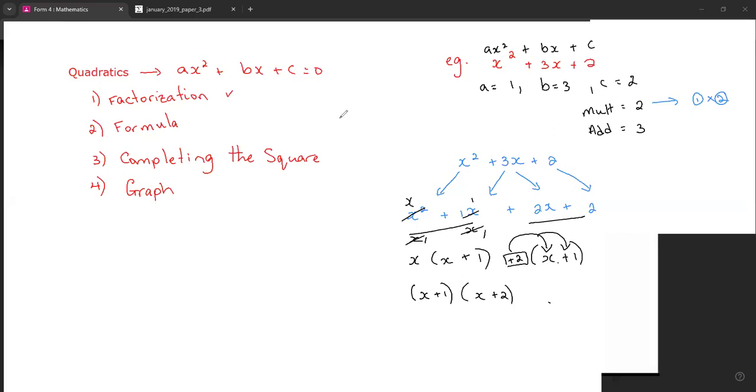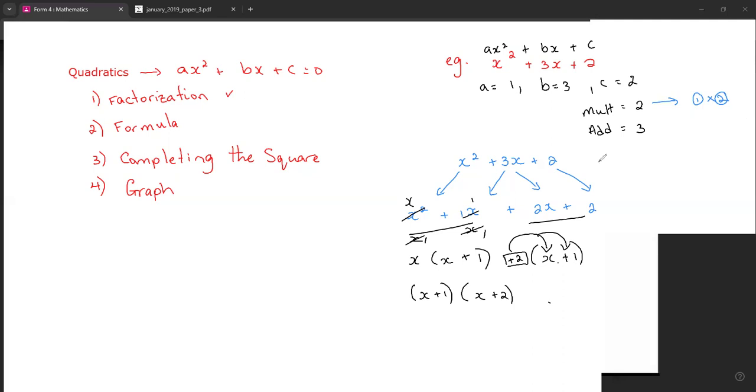Right, so we know that they could ask us to factorize. If they tell you to factorize, do so. It's because they're testing your skill in factorization. Now, what they could do is they could say, hence solve for x. Or they might say, hence solve the quadratic.